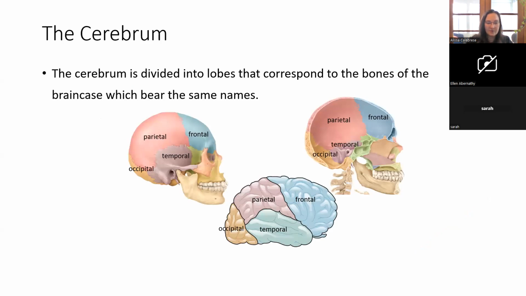The cerebral cortex we can divide into different lobes. And the lobes are pretty simple. They're just named after the bones that they sit deep to. So frontal lobe sits deep to the frontal bone, parietal, temporal, and occipital.